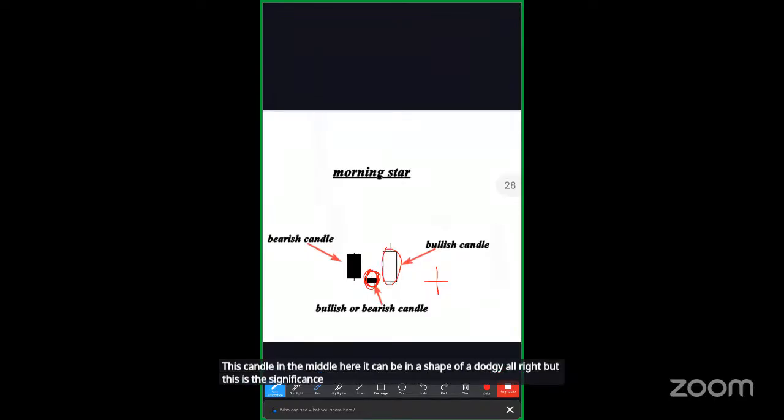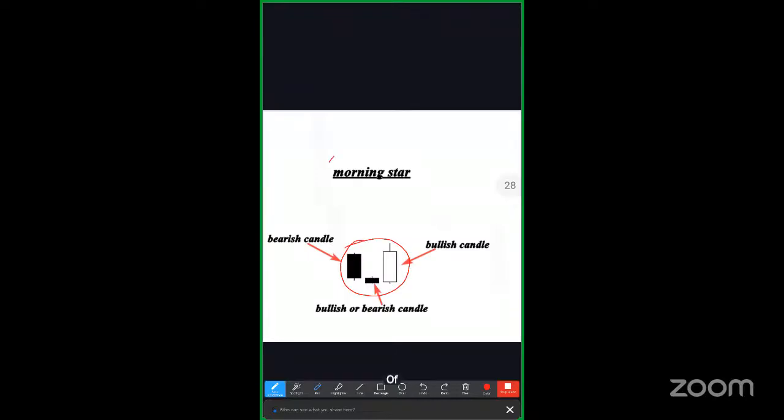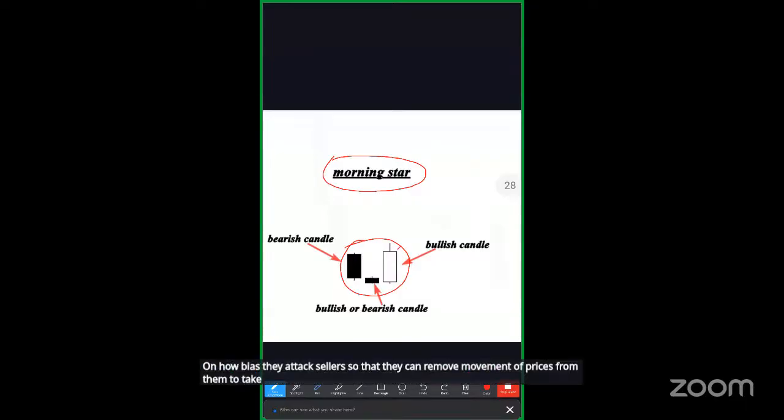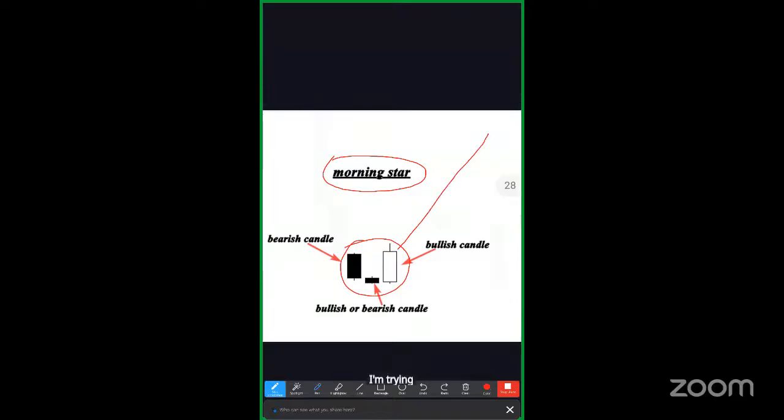Can you see this bullish candle over here? Yes. So it means that this is a complete version, a complete unity, of the morning star. It is a method of how buyers attack sellers so that they can take the movement of price away from them and take it to the upper side. I'm trying to simplify things, guys. I don't know if I'm getting this message home, right? So this is the composition of the morning star chart pattern.